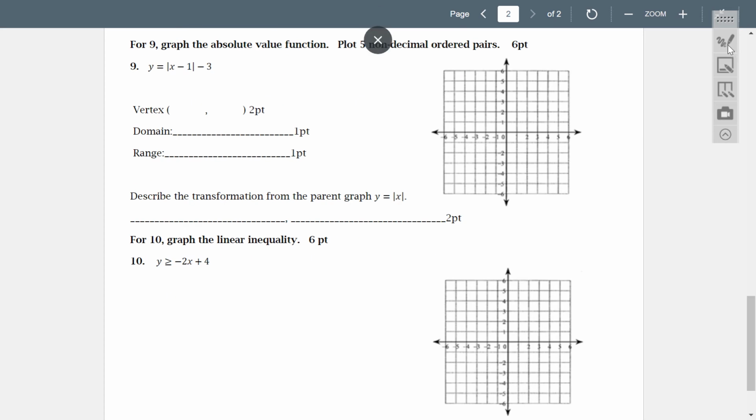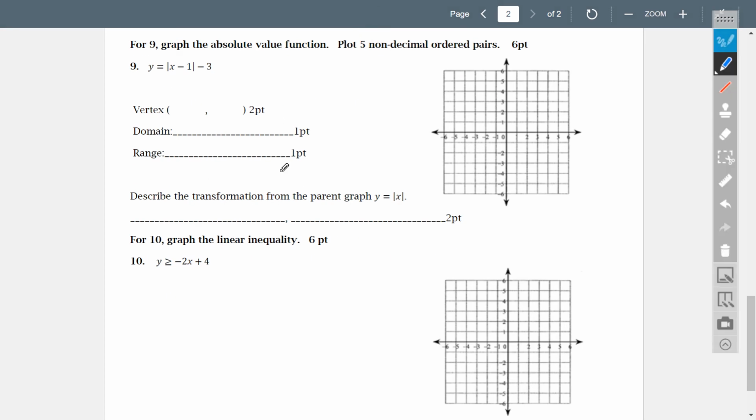Number 9, graph the absolute value function, plot 5 ordered pairs. And we need to describe the transformation as well. So that's fine. I'm going to graph this using transformations only. So the vertex is going to come from these two. -1 means the x-coordinate is +1, and -3 means the y-coordinate is -3. So the vertex is (1, -3). The vertex is right here.